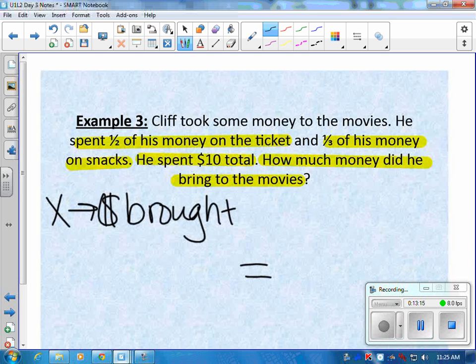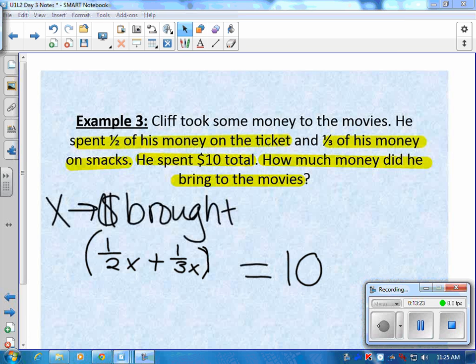Now I need an equation. Zach, you got an equation? Why don't you come write it up here? Come up and write your equation. What does the word of mean in math? To multiply. So when I see half of his money, I'm going to multiply 1/2 times the amount of money he has. A third of his money means I'm going to multiply 1/3 times the money that he brought. And I know he spent a total of $10.